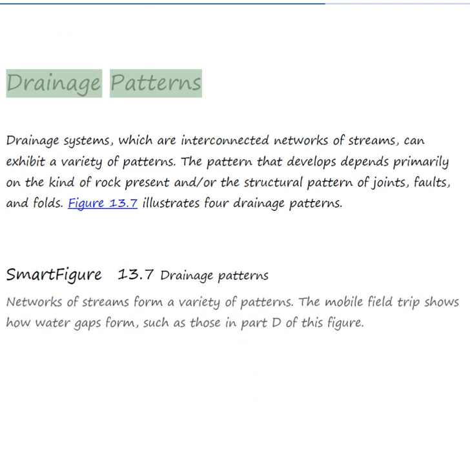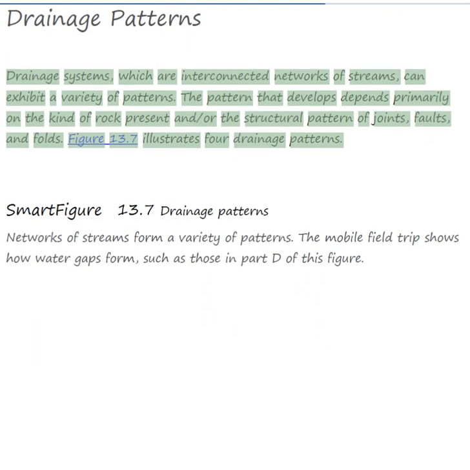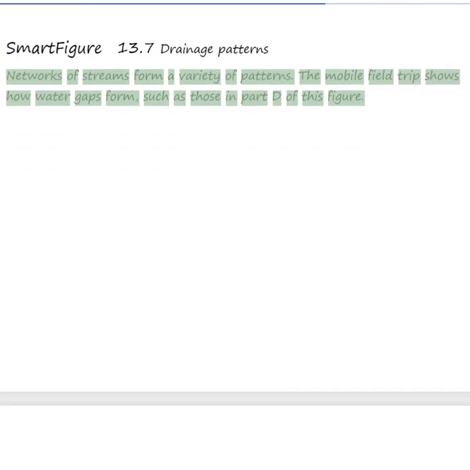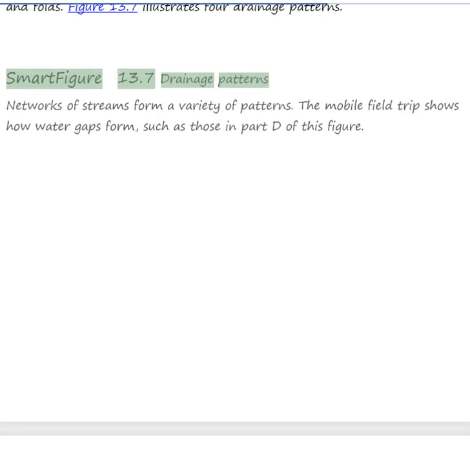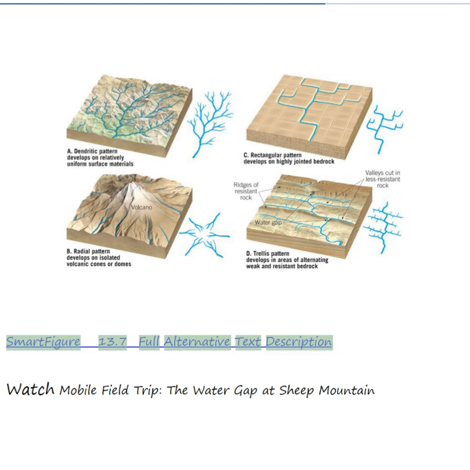Drainage patterns. Drainage systems, which are interconnected networks of streams, can exhibit a variety of patterns. The pattern that develops depends primarily on the kind of rock present and/or the structural pattern of joints, faults, and folds. Figure 13.7 illustrates 4 drainage patterns. Networks of streams form a variety of patterns. The mobile field trip shows how water gaps form, such as those in Part D of this figure. Smart Figure 13.7 Drainage patterns. Smart Figure 13.7 Full alternative text description.